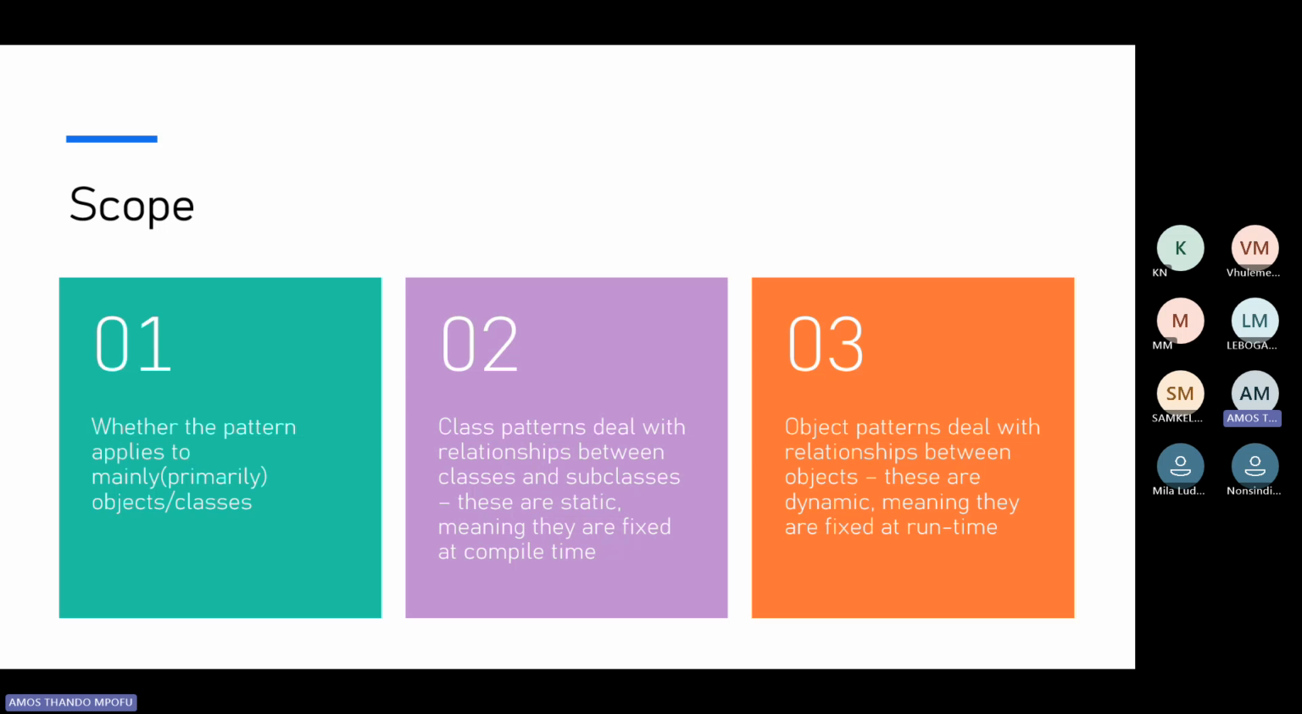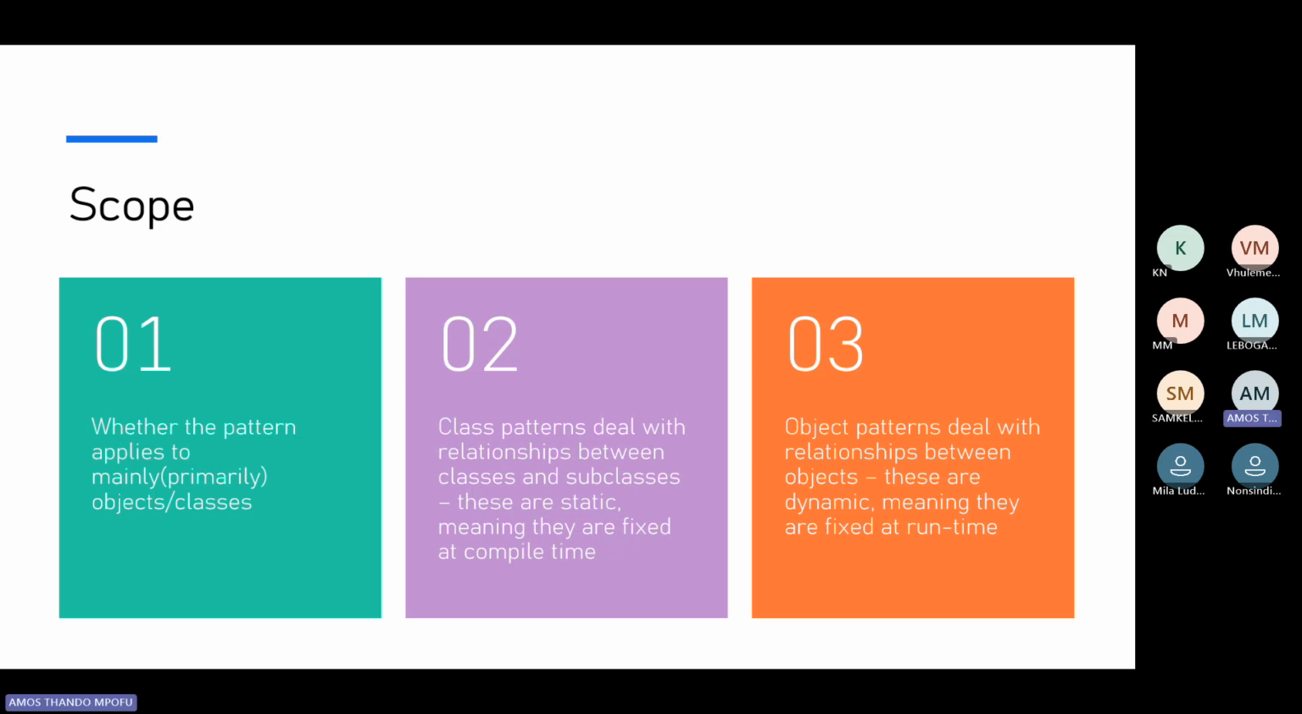Basically, when the application is finished compiling and now it's actually running. So object patterns, right? Patterns that are related to objects. They deal with relationships between objects. And these tend to be dynamic, meaning they're flexible, right? It's not like static. Static is fixed, it's not going to change, because it's picked up at compile time. Remember, at compile time, whatever you've written, it compiles into the Java bytecode and then machine code and things like that, and then it's done.